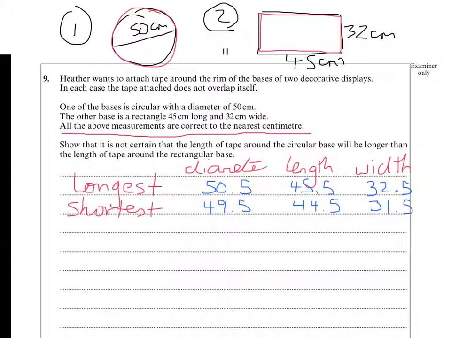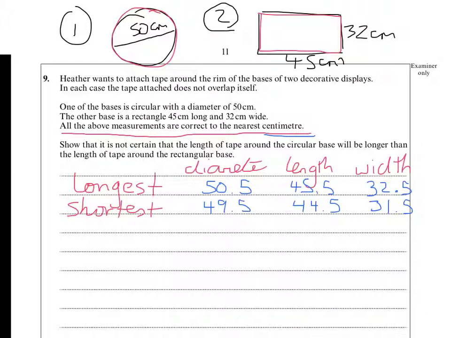So that's called the upper and lower bounds. So 50 centimetres, then it's half a centimetre below and half a centimetre above if it's the nearest centimetre. Same with 45 centimetres, half a centimetre above and below, and with 32 centimetres, half above or below.